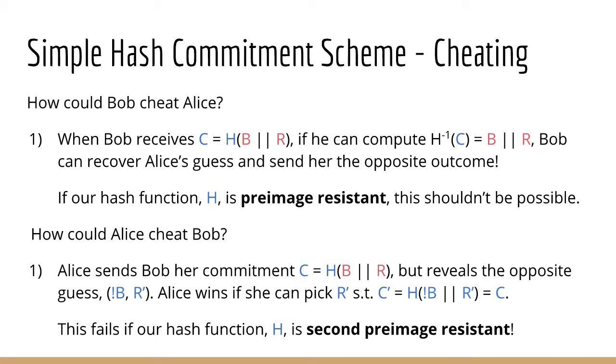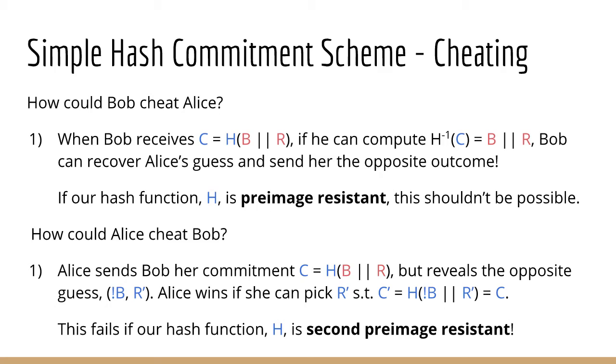So if we look at how they might cheat, how could Bob cheat Alice? Well, if Bob receives the commitment and he can somehow go backwards through the hash function and see what Alice's original guess was, he could just send her the opposite guess. But because our hash function is presumably preimage resistant, this shouldn't be computationally feasible.